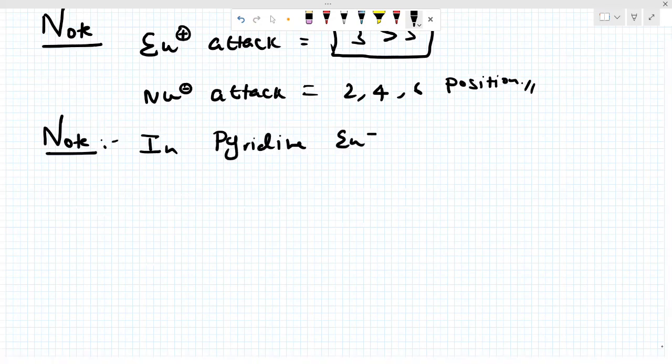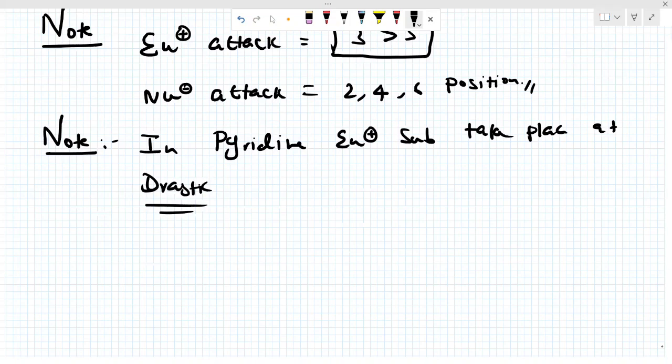Okay, the electrophilic substitution reaction takes place under drastic conditions. Drastic. Upon high temperature, high pressure, drastic conditions only. This is very, very important.